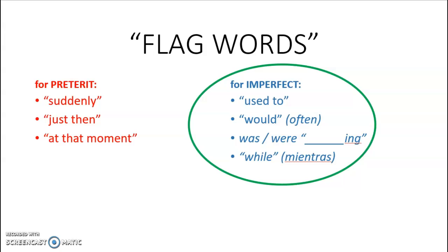Now, watch out with would. There's another tense that would use would also, but not in the sense of would often and not in the past, right? So would in the sense of would often or would frequently, would usually, that's going to tell you straight away, just use the imperfect tense for this.